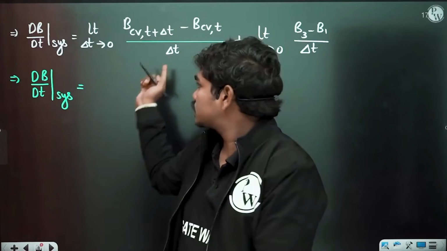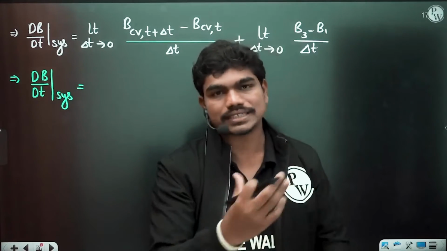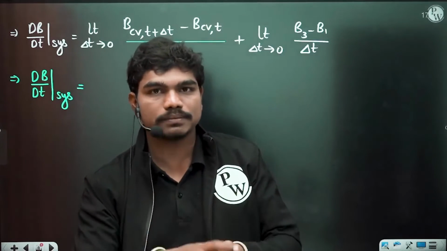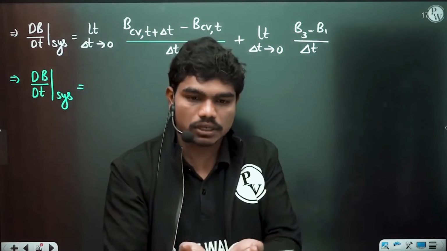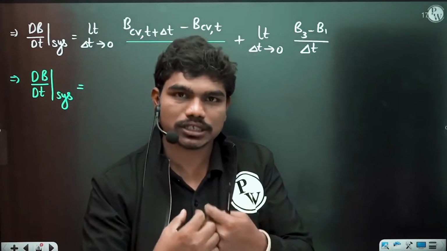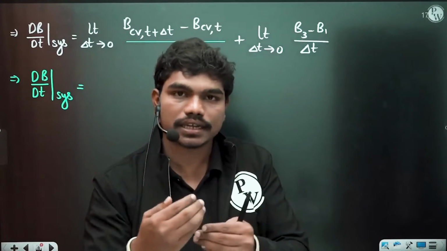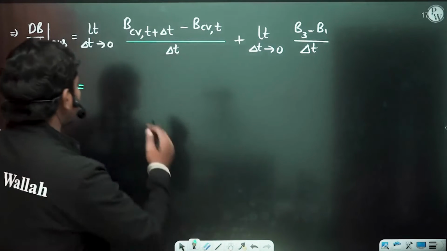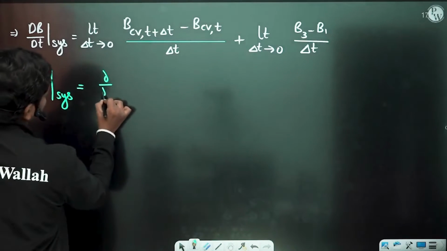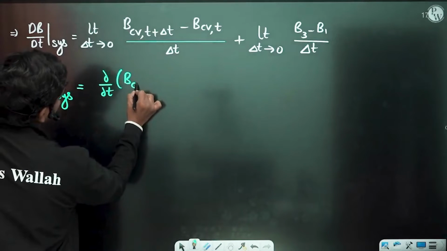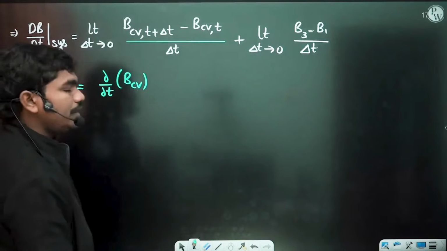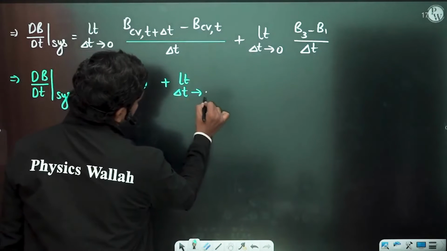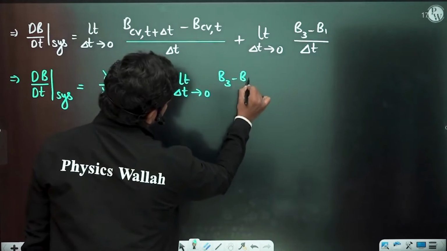So here, this quantity can be written as a partial derivative instead of an exact derivative. Why am I writing it as a partial derivative? Sometimes, let us suppose you keep some momentum of the gas in the system, then when temperature is increased, even though there is no mass flow, the conditions in the control volume can change. So it not only depends on time, it depends on many other things. That's why we are writing this as partial derivative, dou by dou t of B of the control volume, plus limit delta t tends to 0 of B3 minus B1 by delta t.